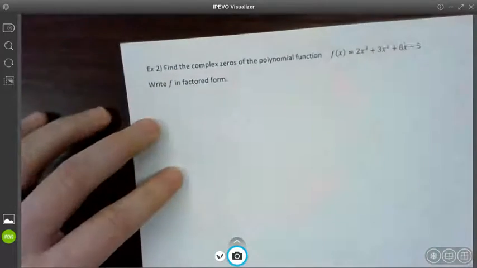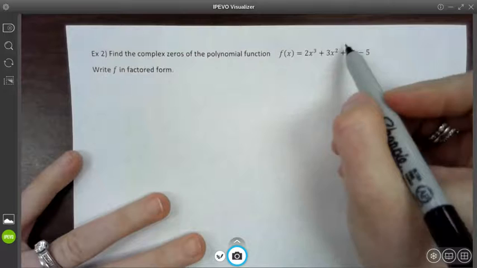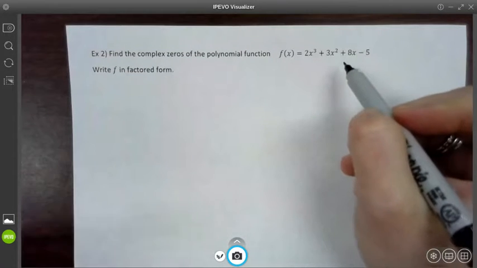All right, let's look at example 2. Example 2 says, find the complex zeros of the polynomial function given here, and we want to write it in factored form. So again, I would try to group it, but you're not going to get that common factor, so it doesn't factor by grouping.